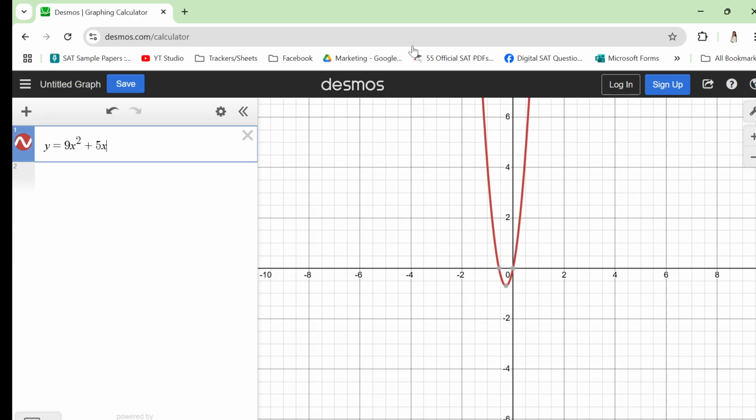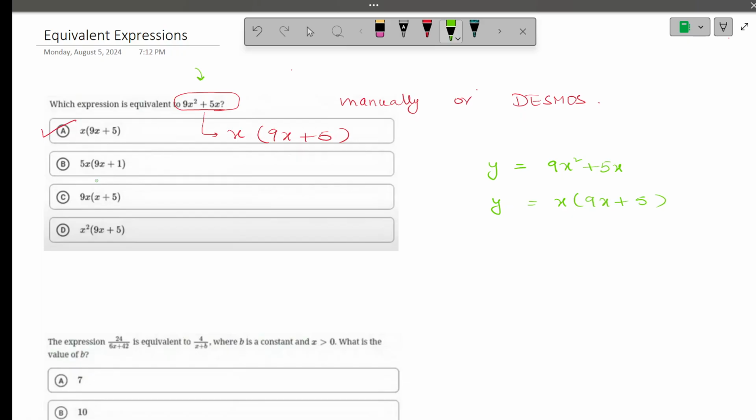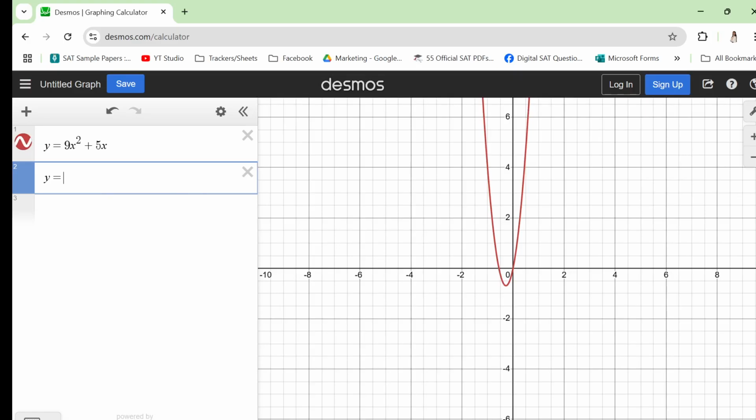Now this is the graph of the given expression in the question. And answer choice A is y is equal to x times 9x plus. Now the moment I press 5, you will see that the red graph will be replaced by the blue graph. See this? This is happening because both the equations are actually the same. If you remove the blue graph, you will see the red graph. If you add the blue graph, then the blue graph completely superimposes the red graph.